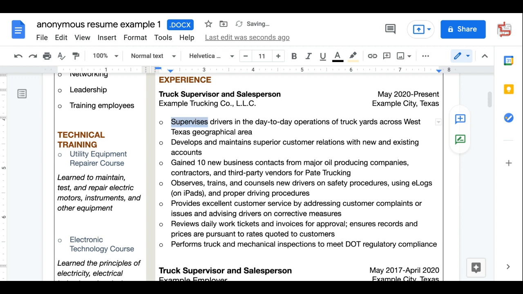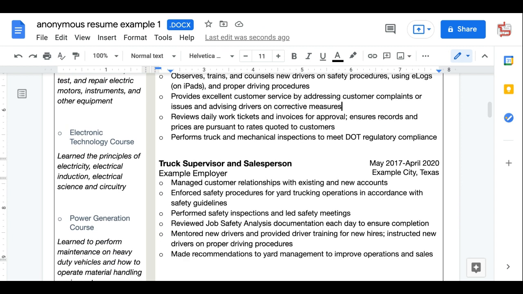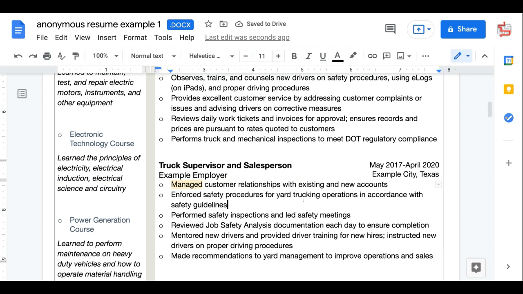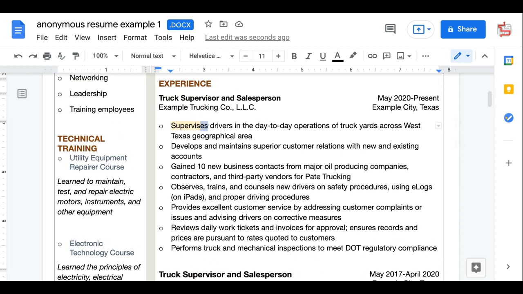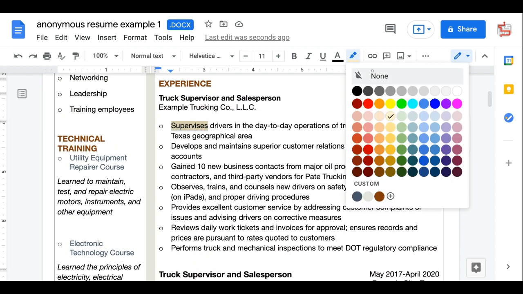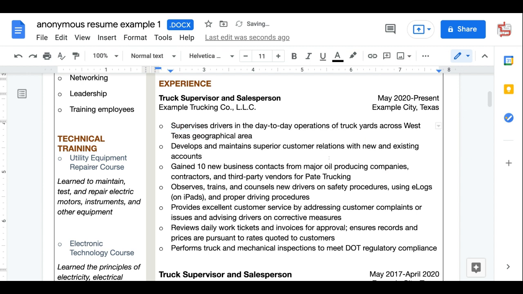All of the verbs on the document should be present tense because you are currently working at that position. If you have left that position, your verbs need to be past tense. That's hands down the most common comment that I make on resumes. So that's a very easy way to improve the grammatical element of your document.